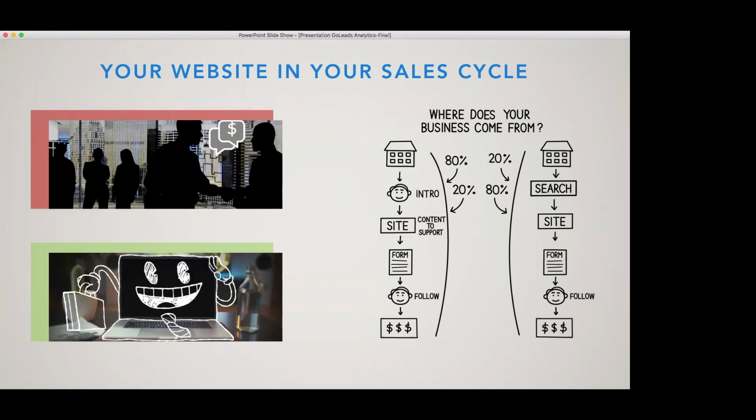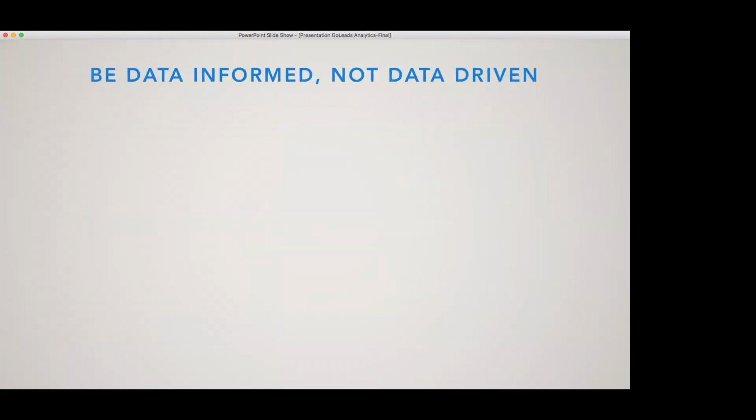On the flip side, though, is search. This example I used is online only, and it's search driven to the site, to the form, and then we have a human being following. So that would be more like the GoLeads.com website, the way that sales cycle is set up. And again, this is important simply because you want to make sure that when you're pulling reports, they make sense to you in the context of how your sales cycle operates. And we'll get more into that as we go along.